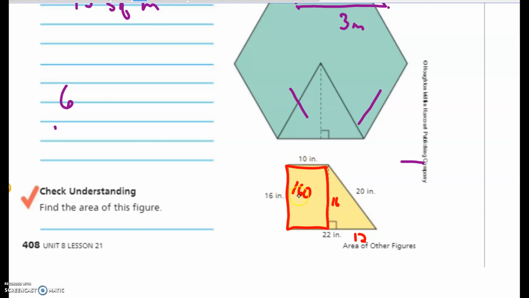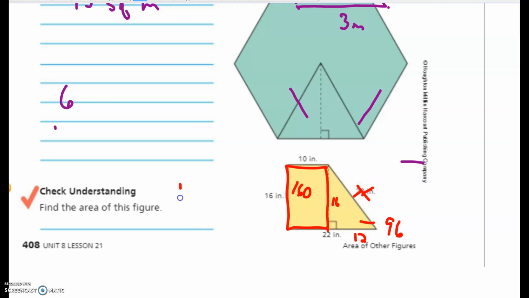Length times width, 160. The triangle was kind of goofy because once you cut off the rectangle, you had to figure out this measurement right here. The whole thing's 22, but you cut this off and the triangle is 12 because 10 plus 12 is 22. The height right here is 16. It's the other side of this rectangle. So you had to do 12 times 16 divided by 2. And really what you get there is 96. You did not need this 20 inches at all.